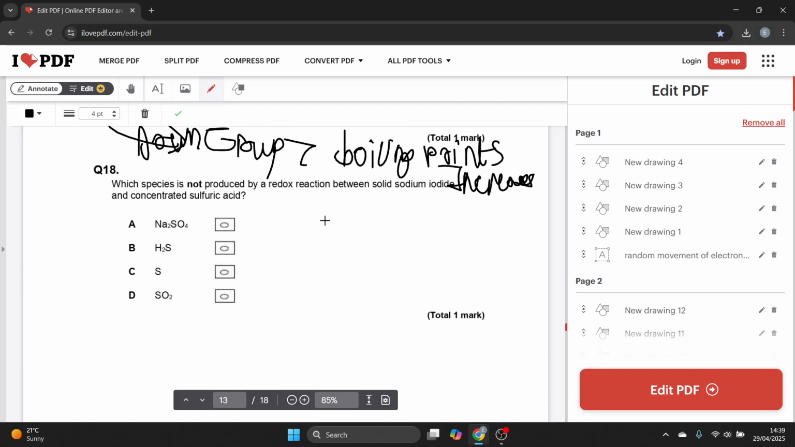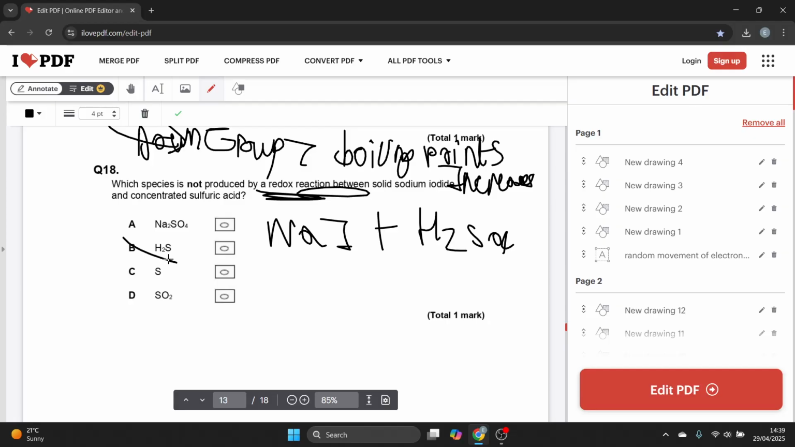Which species is not produced by redox reaction of solid sodium iodide with concentrated sulfuric acid? Sodium iodide plus H2SO4, but it's said by redox reaction of that. You definitely form this. I know you definitely form this. Na2SO4, I don't think you form that Na2SO4.